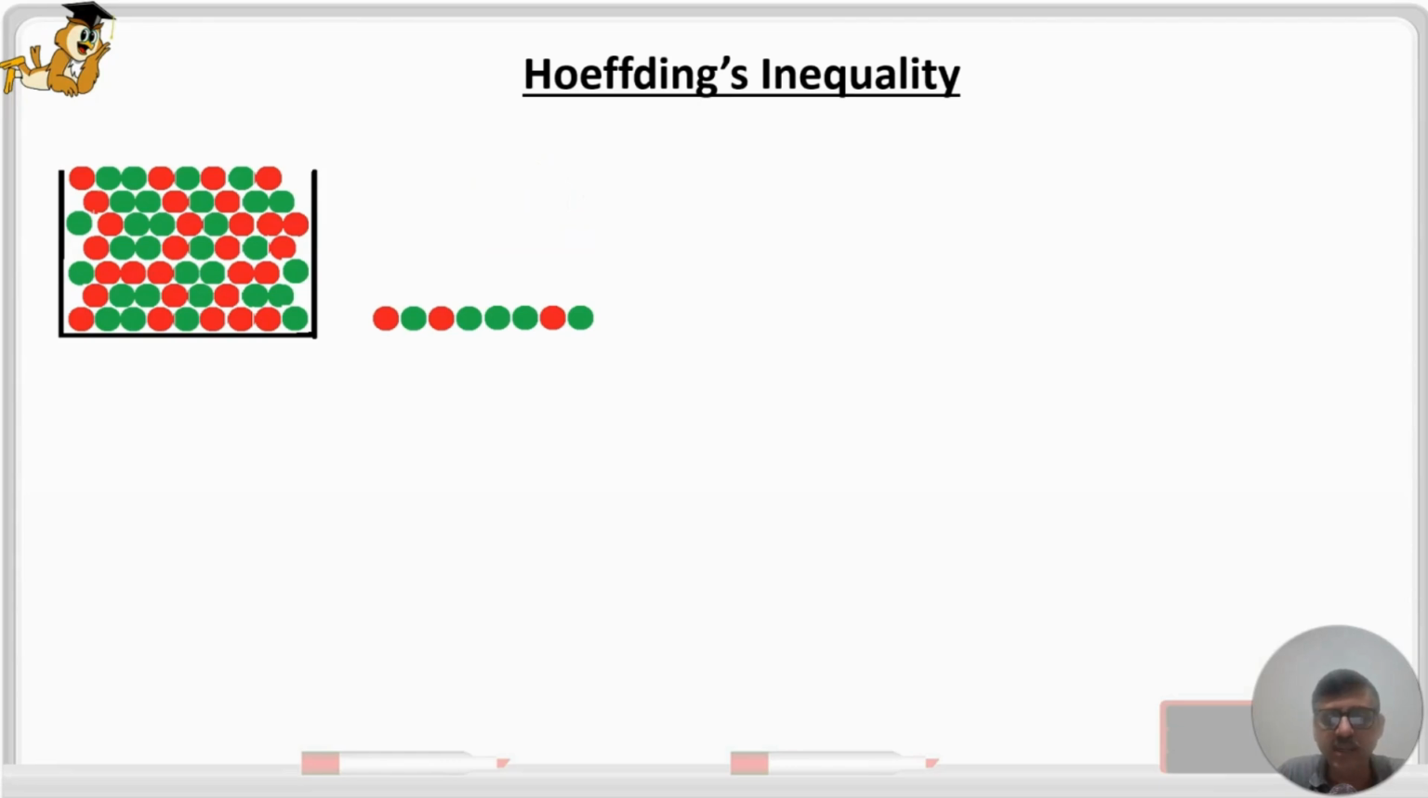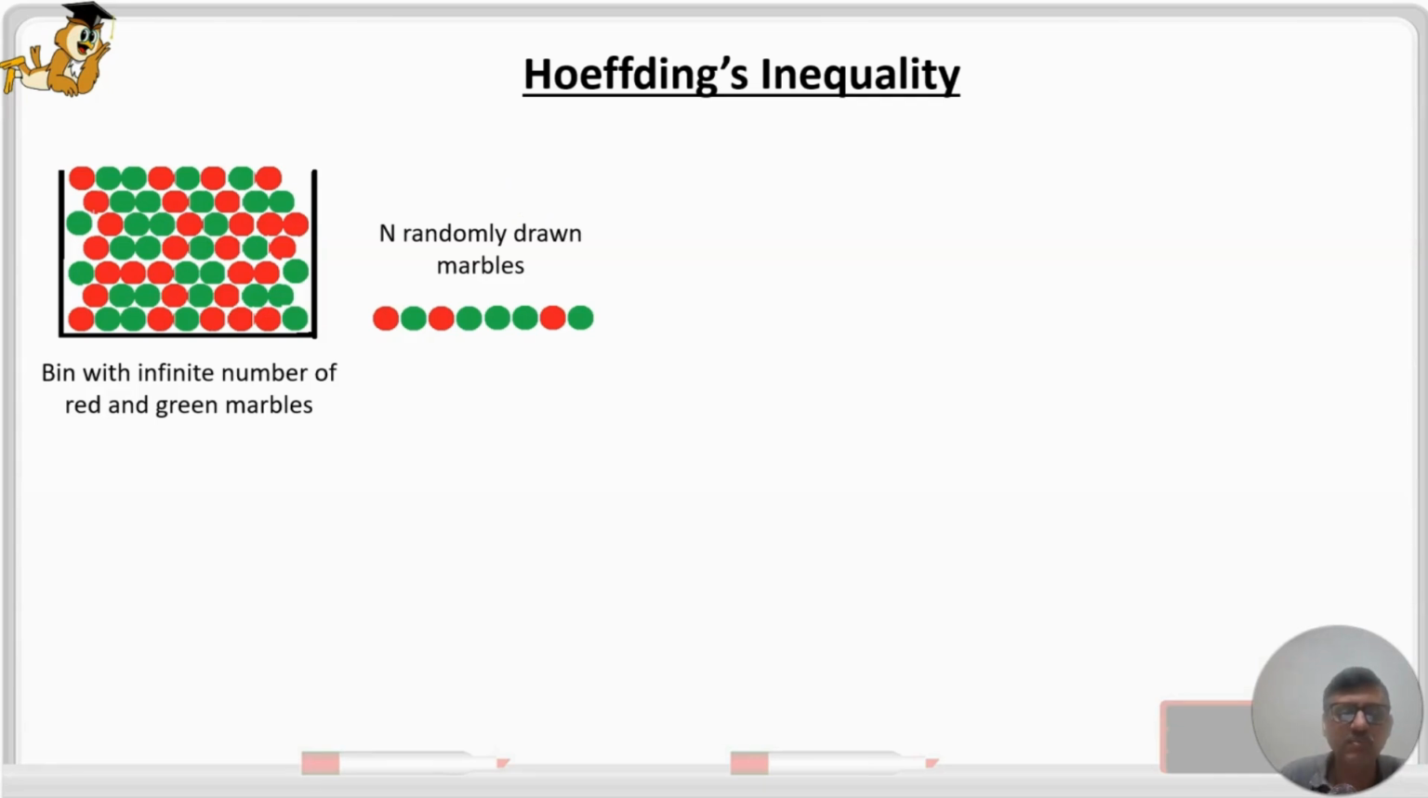Consider a bin with marbles of two different colors, red and green. This is a bin that is of very large size, potentially infinite size, and it has an infinite number of red and green marbles. You randomly draw n marbles from this bin. Okay, these are n randomly drawn marbles from this very large bin of red and green marbles.